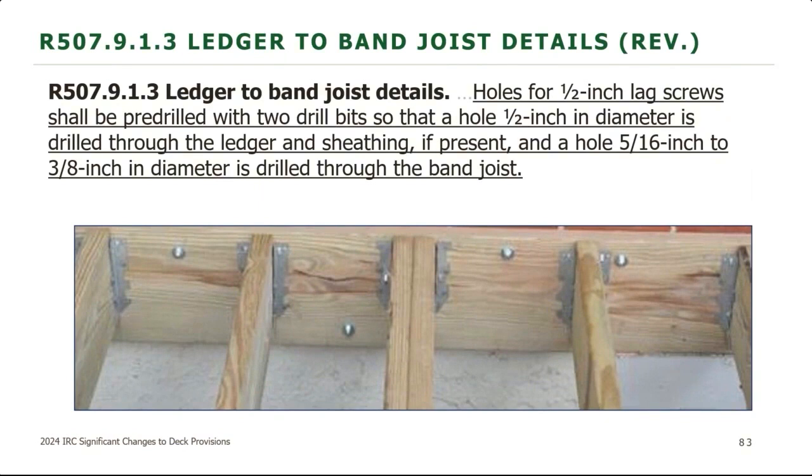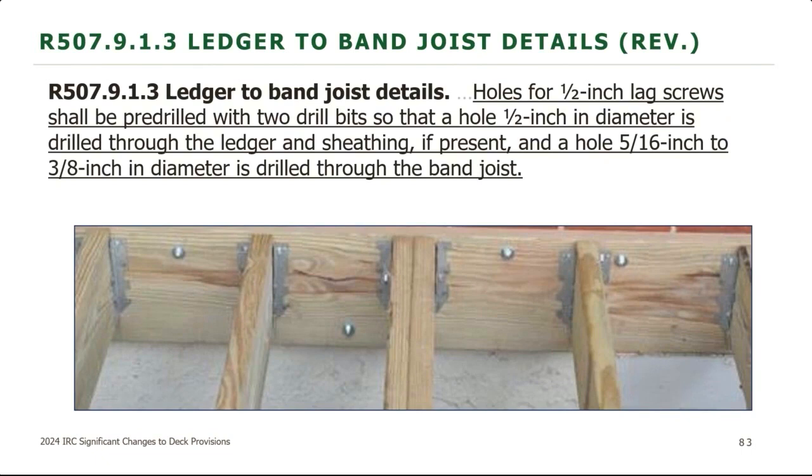But if you're drilling holes, you have to pre-drill holes for your lag screws for your ledger board to your band joist detail or connection. But those lag screws shall be pre-drilled with 2 different drill bits. So you have a 1/2-inch diameter that's drilled through the ledger and the sheathing if you have sheathing on there, and then a 5/16 to 3/8 inch diameter hole is then drilled into the band joist.